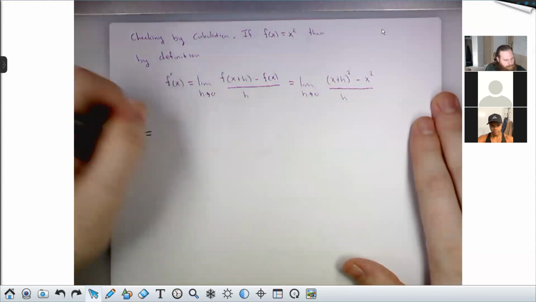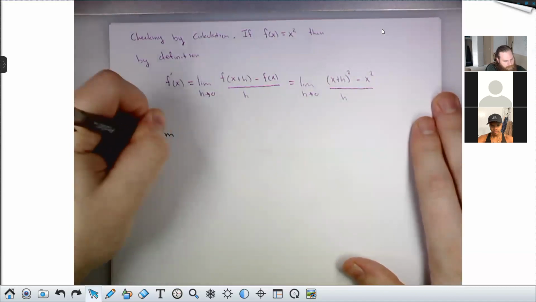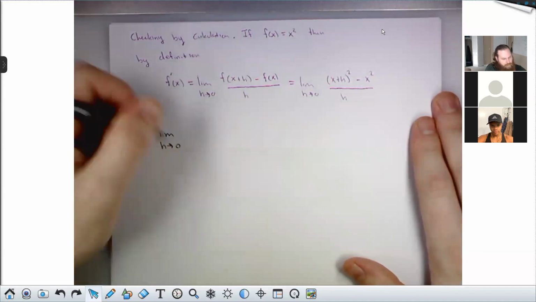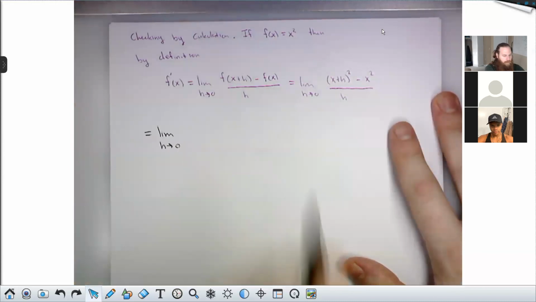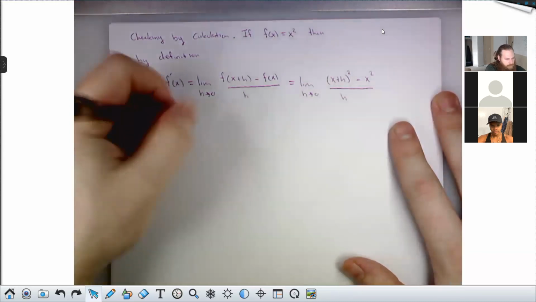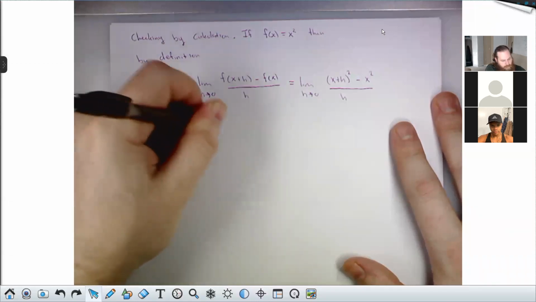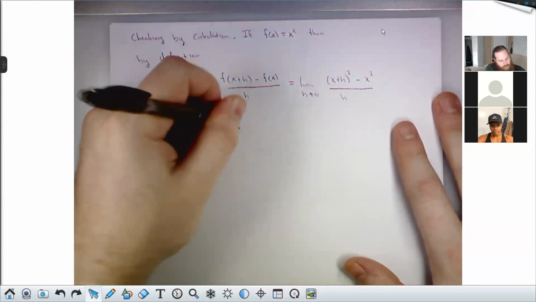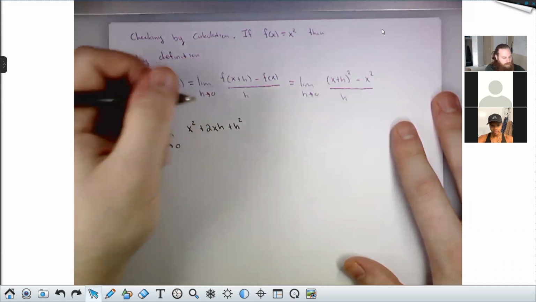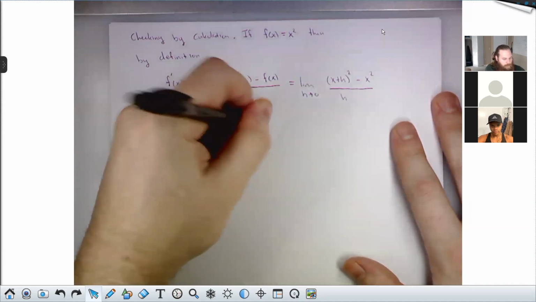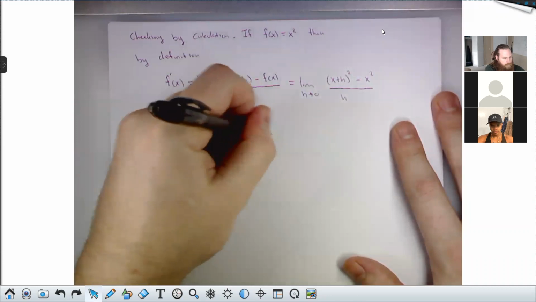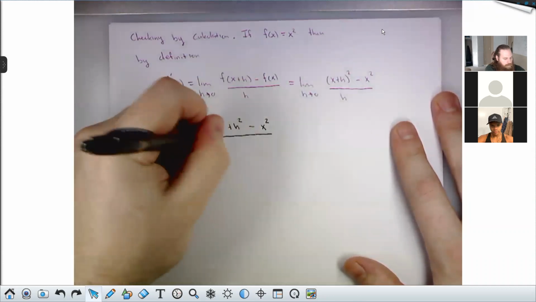So it'd be the limit as h goes to 0. I have x plus h all squared. That's x squared plus 2xh plus h squared. And then I'm subtracting off x squared. And all of this is still being divided by h.